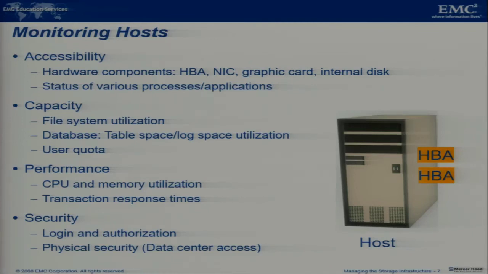Next is performance. We need to monitor CPU and memory utilization and transaction response times. If you have a RAM of lower capacity, say 2 GB, and you try to run high-end software at the same time, then the CPU and memory performance will degrade. Then you may have to upgrade to 8 GB RAM if you want to run high-end applications simultaneously.